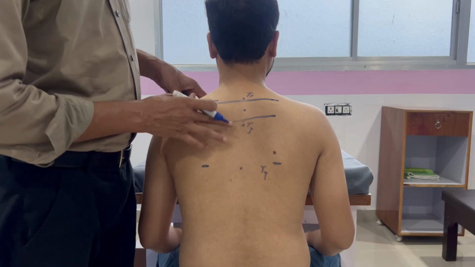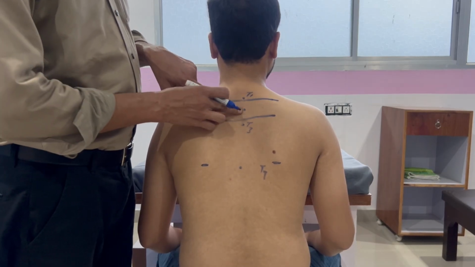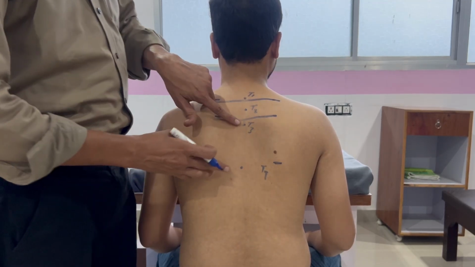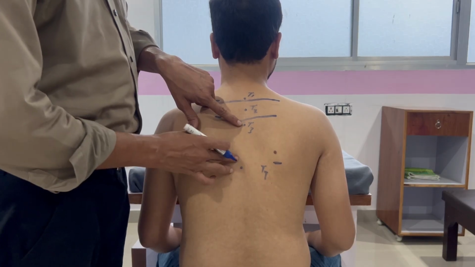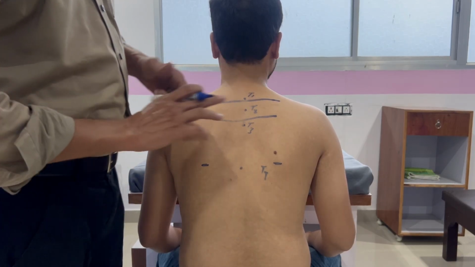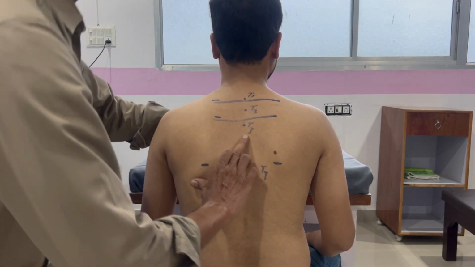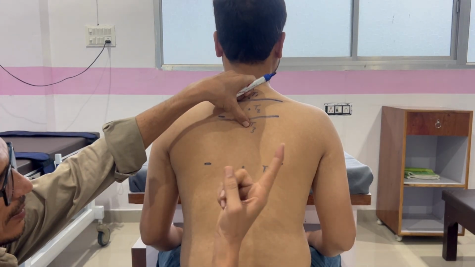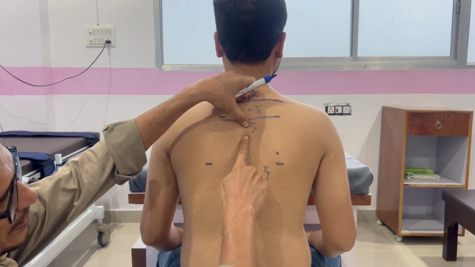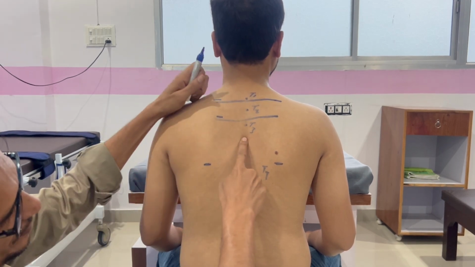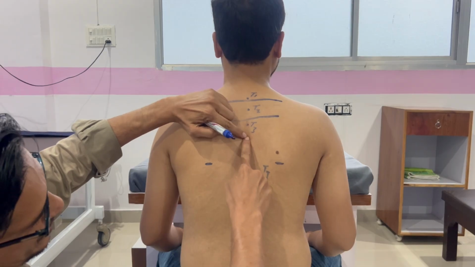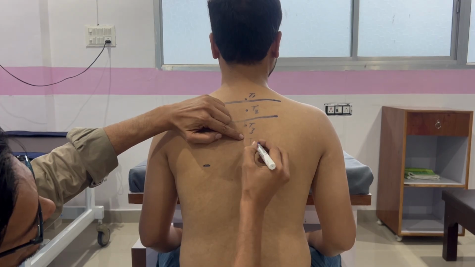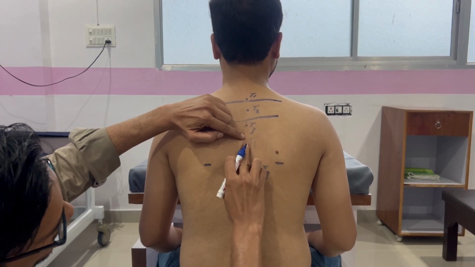How many segments are missing? Between these two spinous processes, one segment is missing, that is T2. From T3 to T7, how many segments are missing? 4, 5 and 6. So let's start the palpation of 4, 5 and 6. Already it is marked. Again, place your finger over the spine. It should be in an upward oblique direction. I can feel another spinous process over here. So it could be your T4.